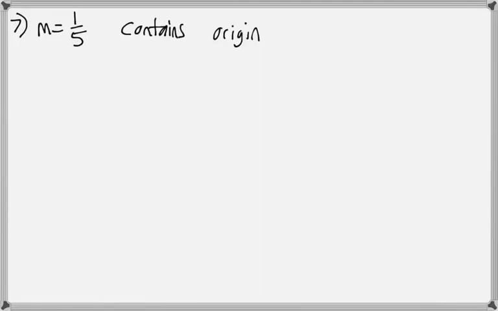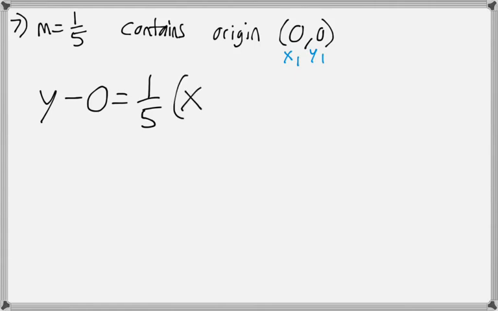On number 7, we're trying to write the equation in point-slope form first, and then simplify it into slope-intercept form. So they give us the slope and the point. They say contains the origin. Now the origin is just a fancy way of saying (0, 0). So my x1 and my y1 will both be 0 here. So if I do point-slope form, this will be y minus 0 is equal to 1/5 x minus 0.